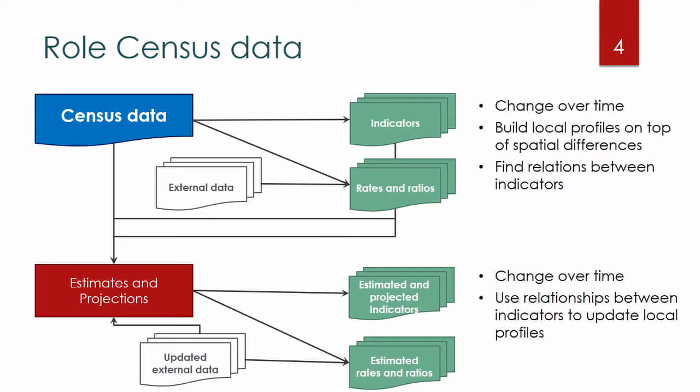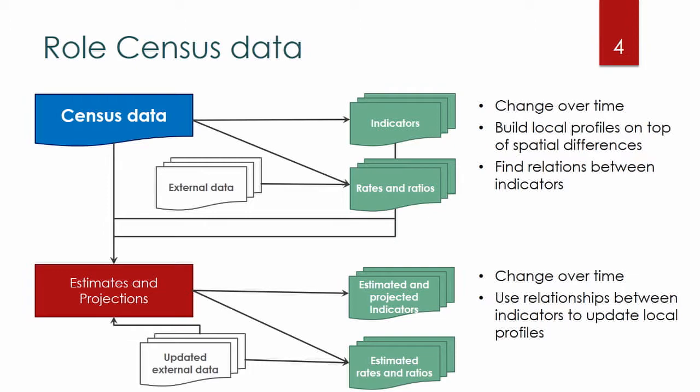Those indicators and rates and ratios then, together with the census data, feed into all kinds of estimates and projection models. They start with the census data, at least in the past they always started with the census data, and those indicators and rates and ratios are used in the modeling to project the population in the future, or estimate the current population. Also, there is updated external data that can feed into those estimates and projections. So what comes out of those estimates and projections are updated populations. We use those indicators and rates and ratios to build a demographic picture of a neighborhood, of a town, and those estimates and projections allow us to update those demographic pictures.